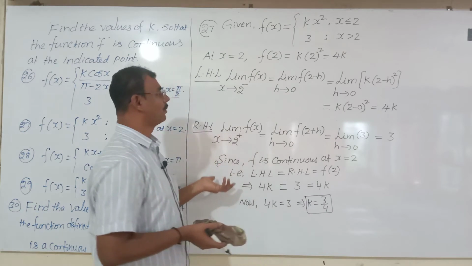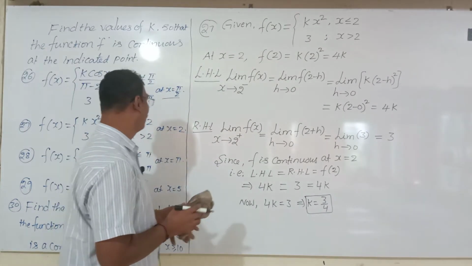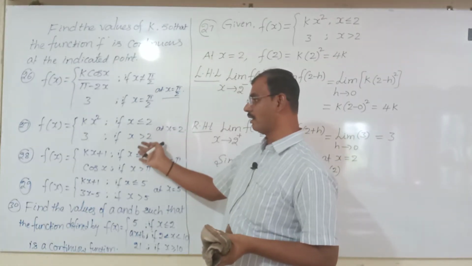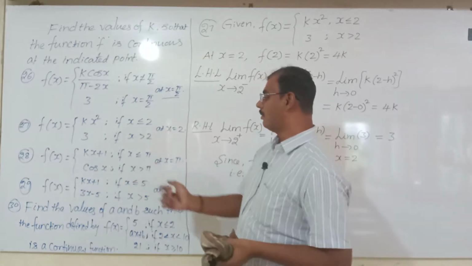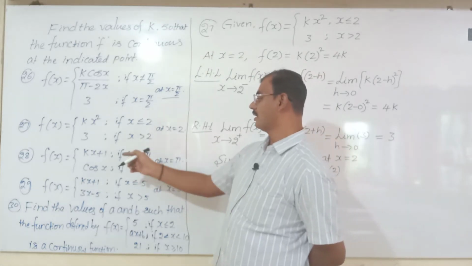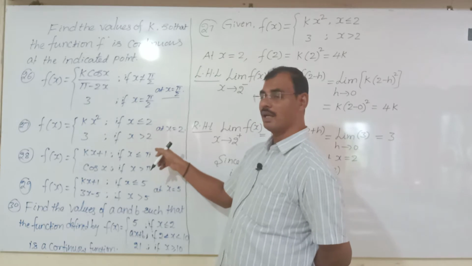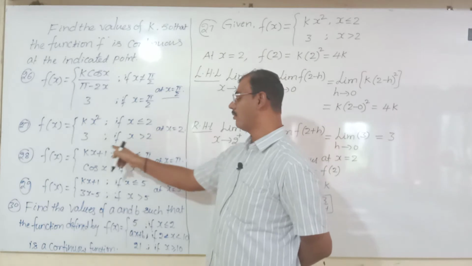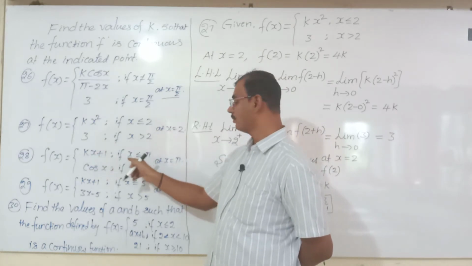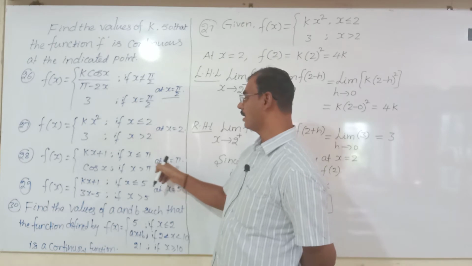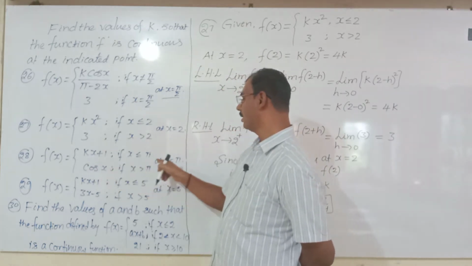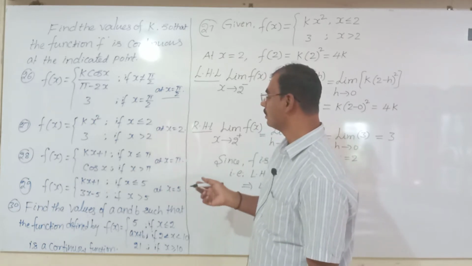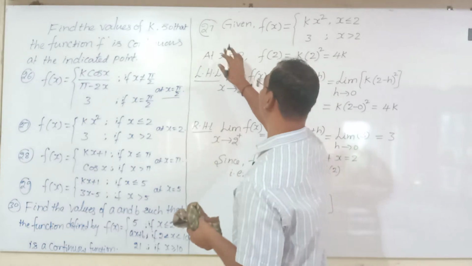We follow the same method in the next question. What is question number 28? 27 is like this, 28 is also the same order. F of x is equal to, the function is given, it is breaking at x equal to pi, conditions are there. When x is smaller than pi, f of x is kx plus 1. When x is more than pi, f of x is cos x. We have to find continuity at x equal to pi. So it is almost exactly a similar problem.